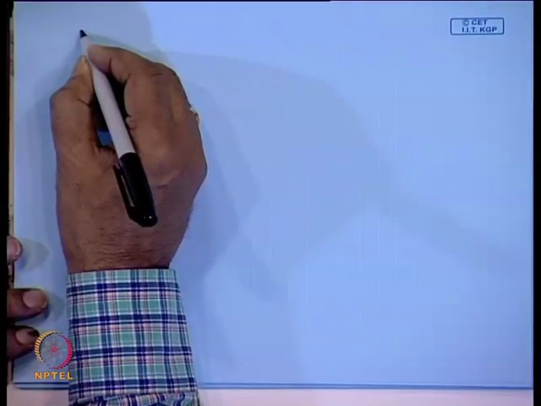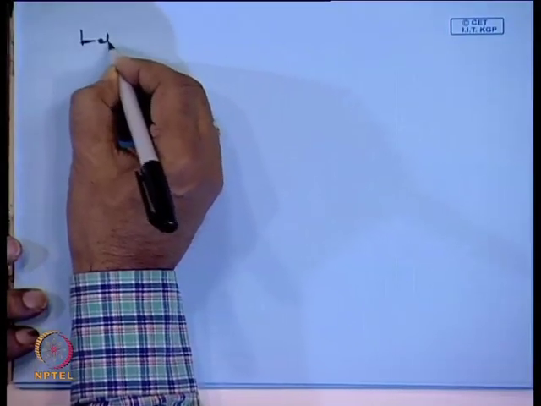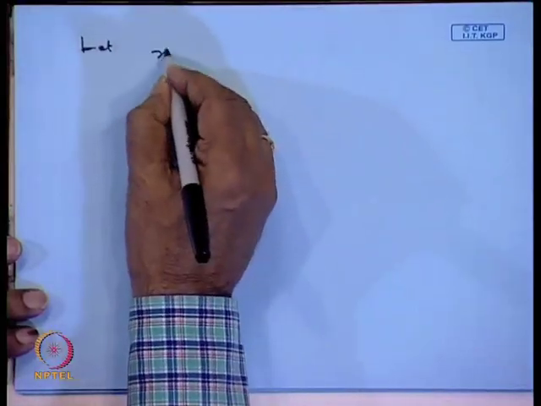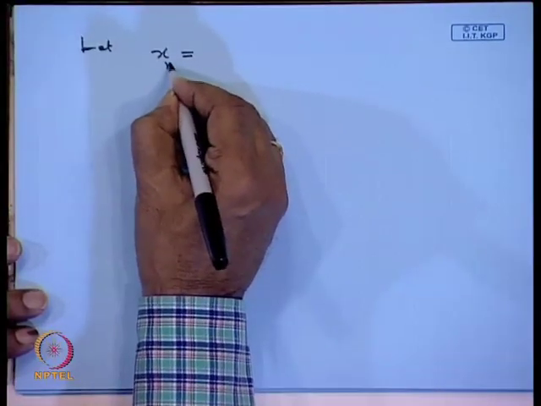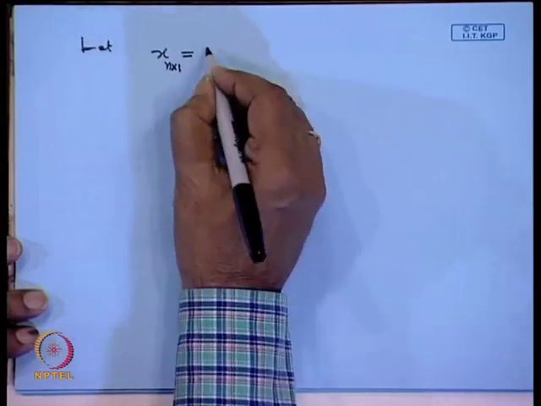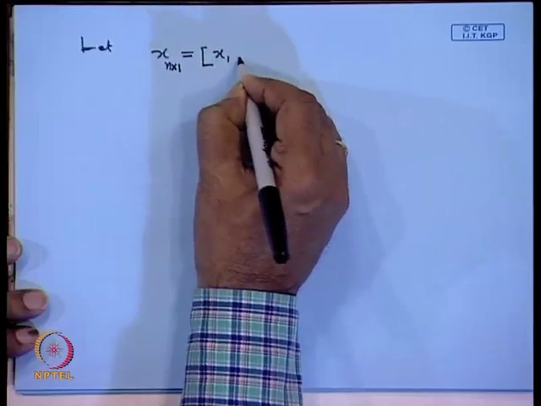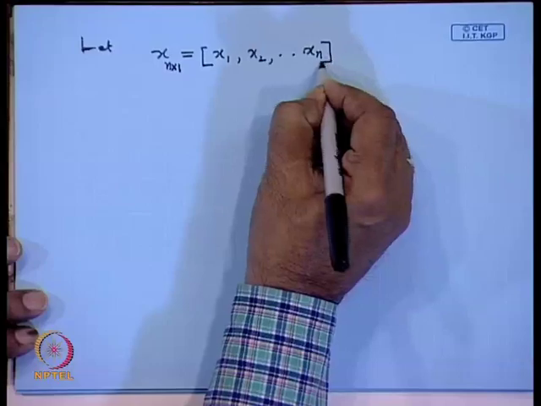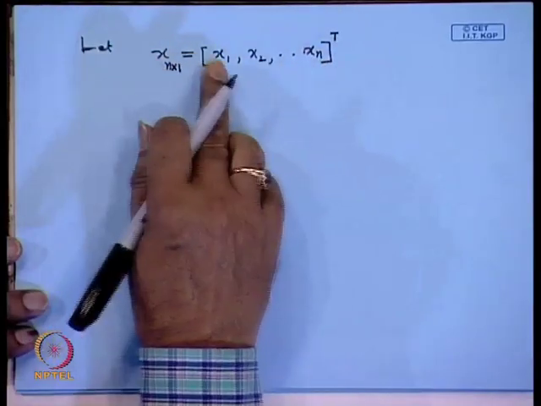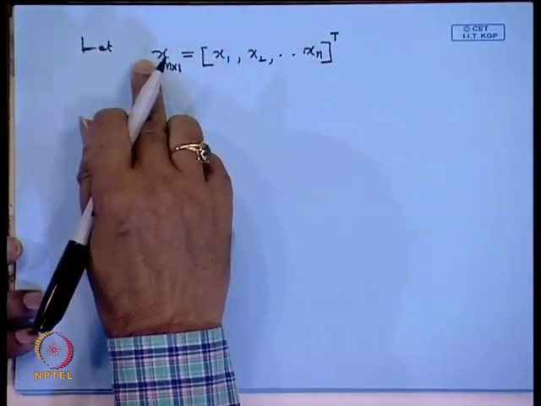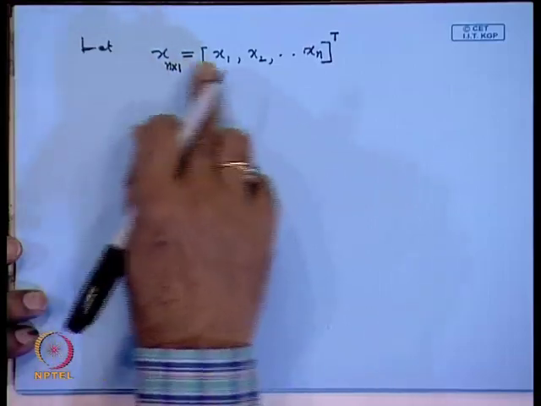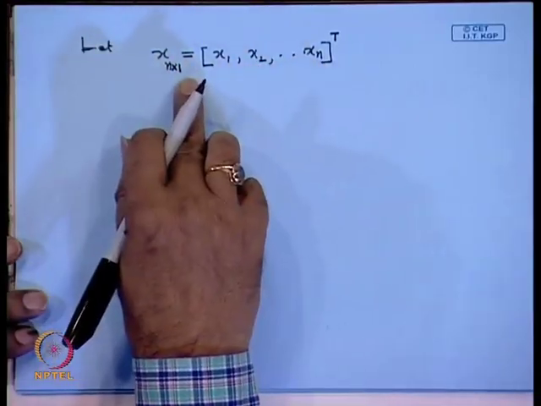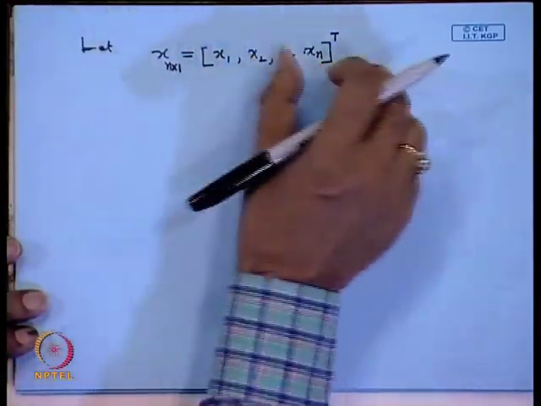By assigning that, say, let x be a vector whose dimension is n cross 1. I am writing x1, x2, dot dot xn as the elements of vector x. Agree? How many elements? N elements. So, the dimension is n cross 1, in the column vector form I have denoted.